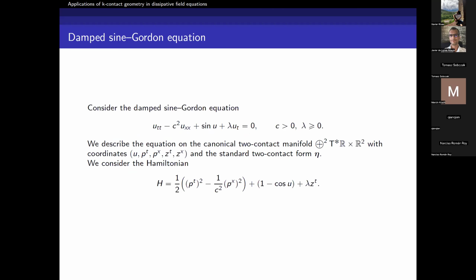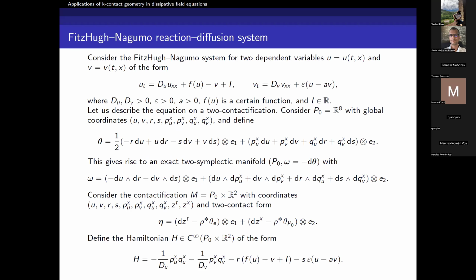Okay, so for now we continue. Now we can consider the damped sine-Gordon equation. It goes the same way. We have the partial differential equation. Now we are using the canonical contact manifold with coordinates, and one may check that H looks like this. And it is the last one. We can also consider a partial differential equation that looks like this.